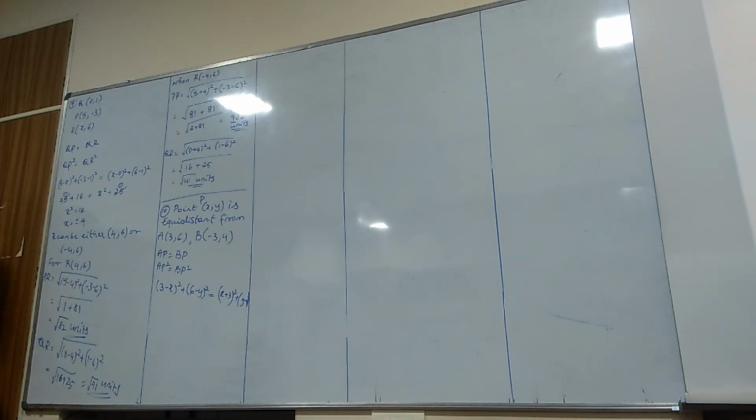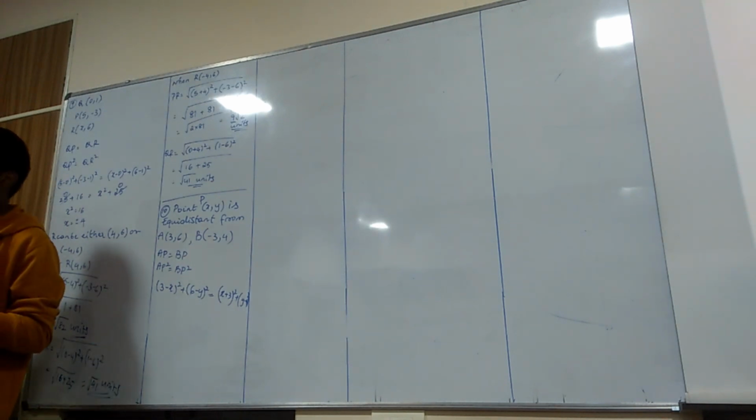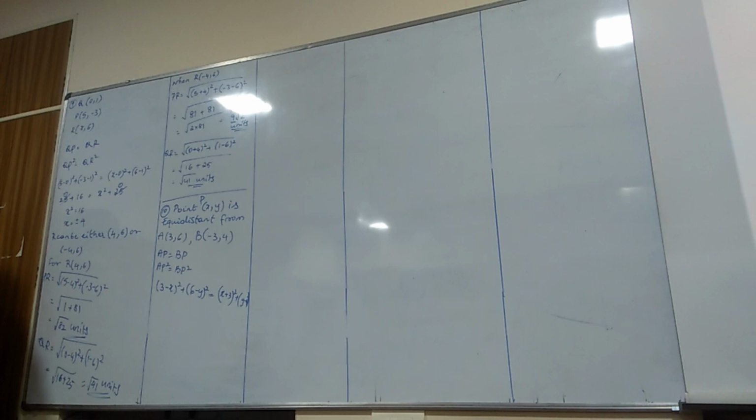Clear? If you're asking about the (a plus b) and (a minus b) whole square formula, go back to the Montessori, sit, learn it and come back. Not Montessori, go back to 7th standard.